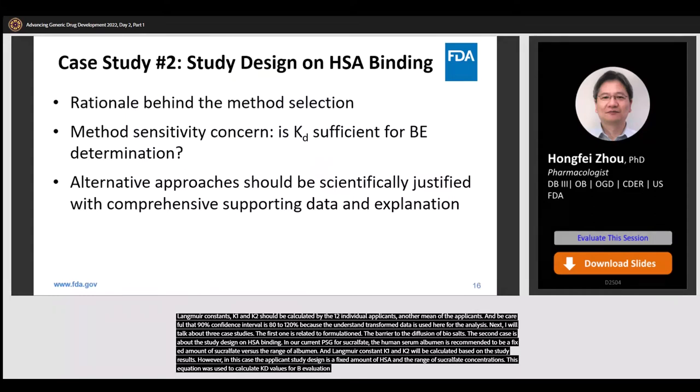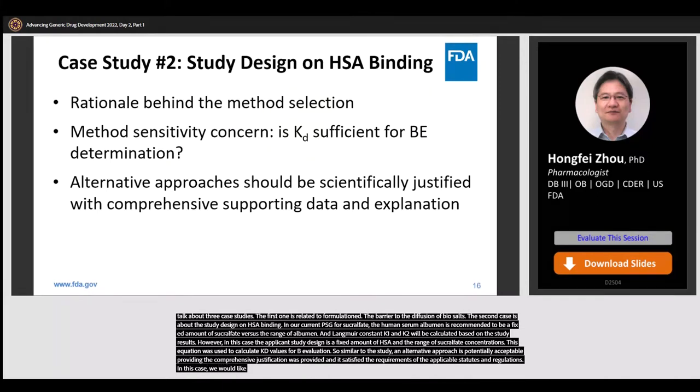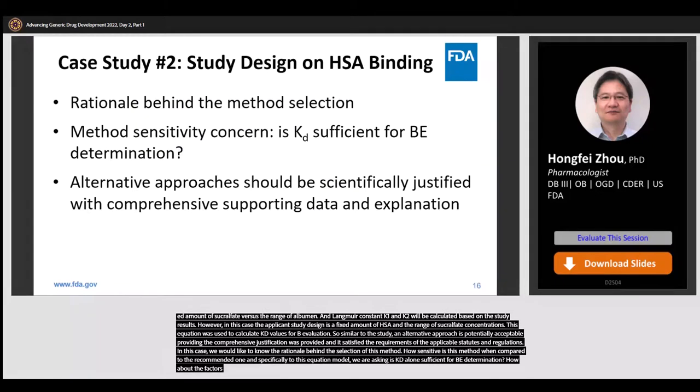So similar to the last case study, an alternative approach is potentially acceptable, provided that comprehensive scientific justification was provided and it satisfied the requirements of the applicable statutes and regulations. In this case, we would like to know the rationale behind the selection of this method. How sensitive is this method when compared with the recommended one? And specifically to this Hill equation model, we are asking, is KD alone sufficient for BE determination? How about the Hill factor's impact on BE determination? Again, the message I would like to deliver here is alternative approaches should be scientifically justified with comprehensive supporting data and explanation.